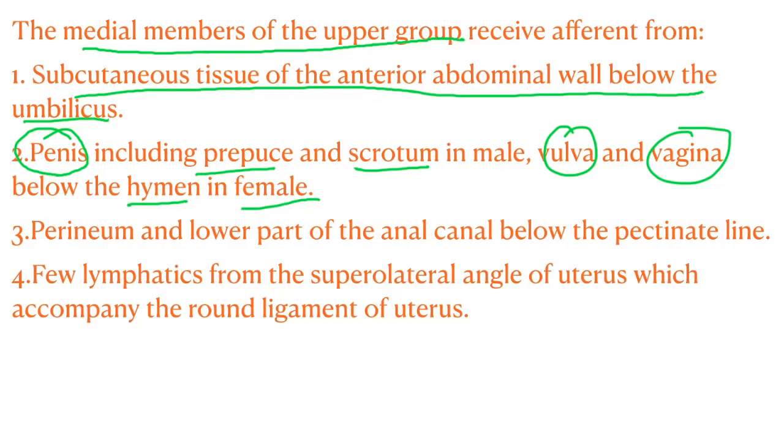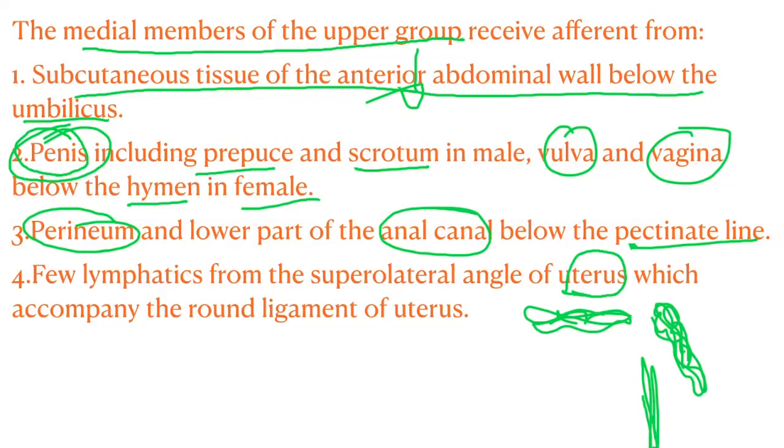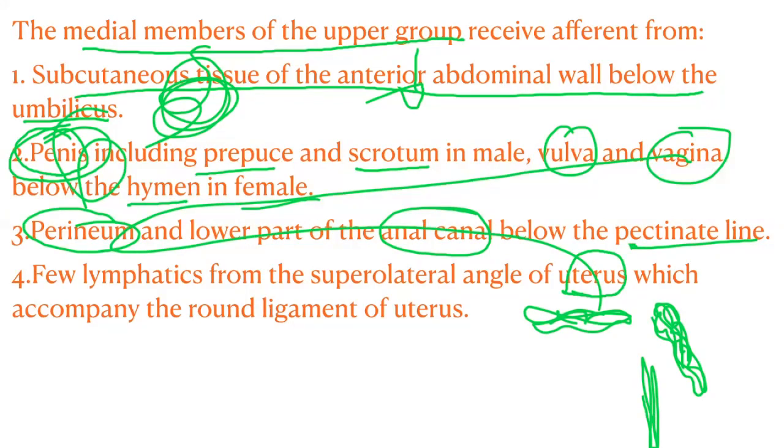That means reproductive organs. So from the lower abdomen, from reproductive organs, from the perineum and the lower part of the anal canal below the pectinate line, right? And a few lymphatics from the superolateral angle of the uterus, which accompany the round ligament of the uterus. So these are lateral, these are medial, and these are vertical, right? The medial group receives some from the abdomen, penis, vagina, vulva, perineum, anal canal, and uterus.